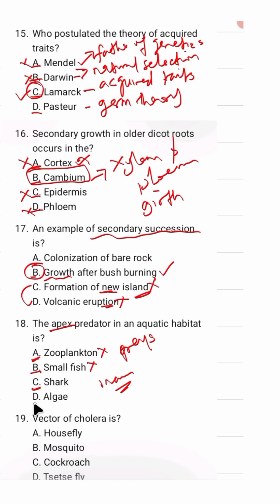Then the next one is algae. Algae are producers in the food chain, so they cannot be apex predators because they're actually the bottom part of the food chain. They produce energy for other organisms, but they are not predators. So this one is not the answer. The answer is shark.